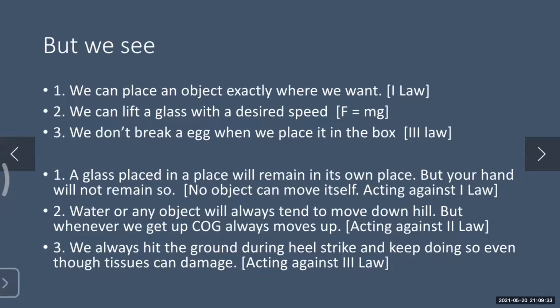But we see that all the time whenever we are moving, we are always working against it. For example, when we are standing up, we are moving the COG up, but the mass has to go down. So we are acting somewhat against the second law. We are not overcoming the second law, but we are acting somewhat against it. And whenever we are walking, we always hit the ground during heel strike, and keep doing so even though the tissue can be damaged, because once you hit the ground, it can give a contraction force, and that's going to damage the tissue.